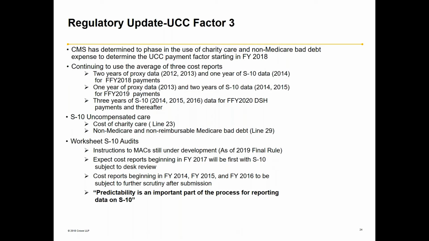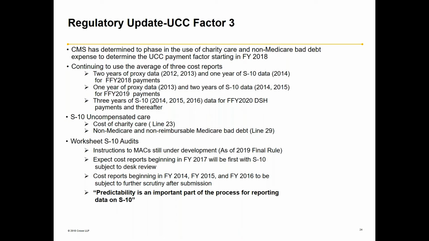So as I mentioned, starting in 2018 is when they finally started to use the S-10 information. Before that, they were using a different methodology. So starting in 18, they started phasing in. So 2 years of that proxy data, that low income days, 2012, 2013, and 1 year of the S-10 data, which was 2014. Then moving into 2019, that's based on 1 year of the proxy data, 2013, and 2 years of the S-10 data. That'll be 14 and 15 for the 19 payments.